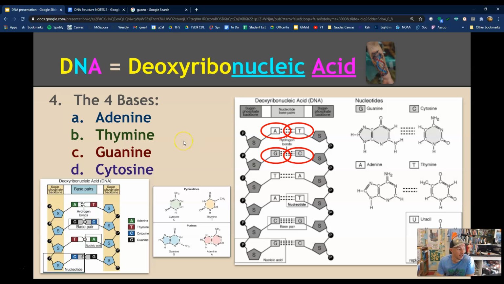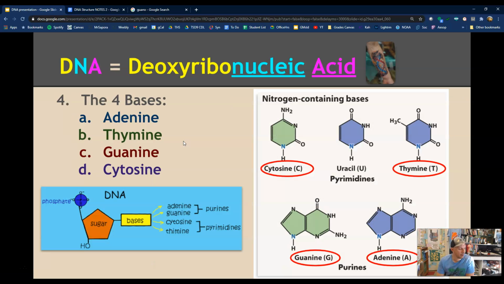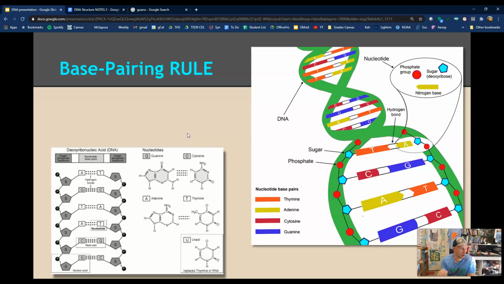All right, so those are your 4 bases: adenine, thymine, guanine, and cytosine. Let's keep this party rocking. You do not have to know the pyrimidines versus the purines and the different families or groups that these fall into. It's basically if they're single ringed or double ringed, and no need to worry about that for now. You will, however, notice a certain pattern here, and it's called the base pairing rule.